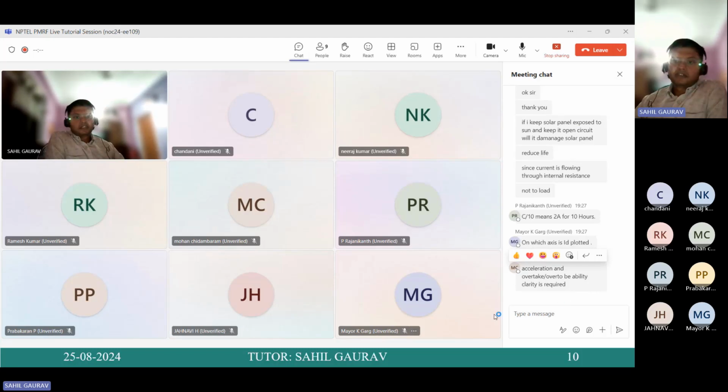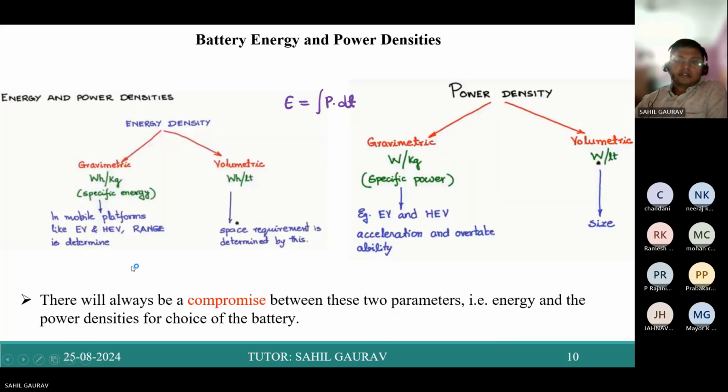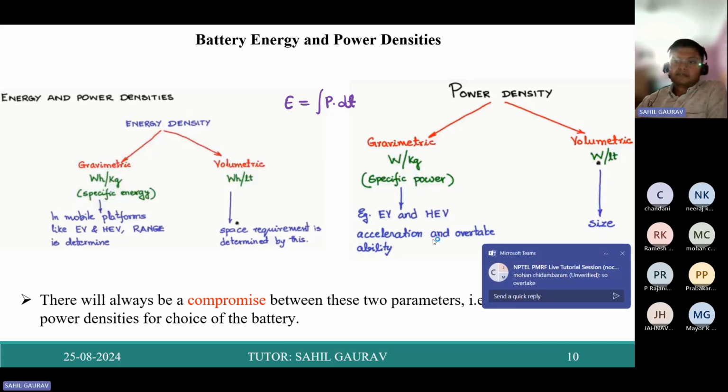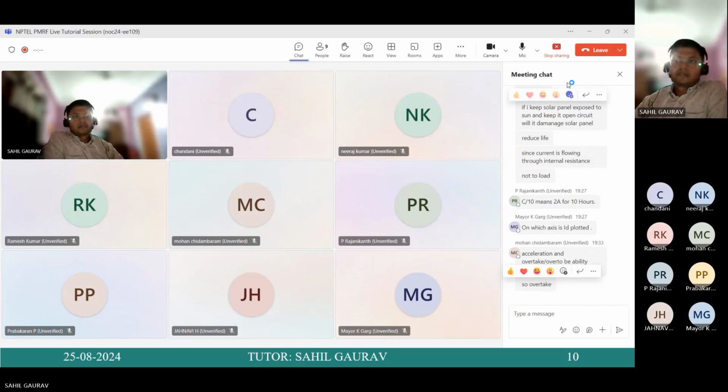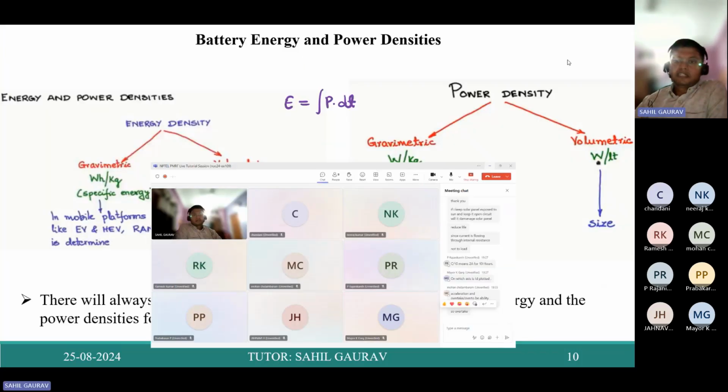Overtake ability is required. Okay. So it is related with the acceleration only. Means if its acceleration is more, then its overtake capability may be more beyond a certain speed. So I think this is related to the acceleration capability of an EV. It is overtake capability.